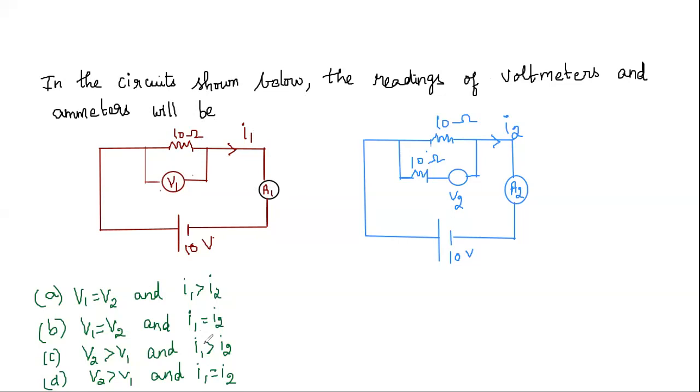Here is how we are going to proceed with this numerical problem. So let us start first. Here you see this is a voltmeter, right? So what is the resistance of an ideal voltmeter? Can anyone tell me? This is a voltmeter here connected in parallel with the 10 ohm resistor. What is the resistance of an ideal voltmeter?